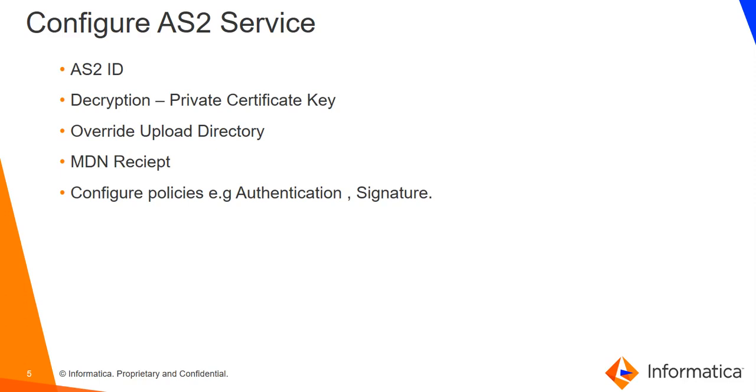Configuring inbound AS2 has two parts: to set up the AS2 service and creating trading partners. So first we will see how to configure the AS2 service. For creating the AS2 service we need an AS2 ID and a decryption private certificate in Informatica MFT. We create the certificate in Informatica MFT and provide a directory path, so that when the user uploads the files, it lands in a particular directory. We also set whether we have to send or acknowledge the MDN received or not, and configure policies like authentication and signature. So we have to set up all this in the Informatica AS2 service while creating it.